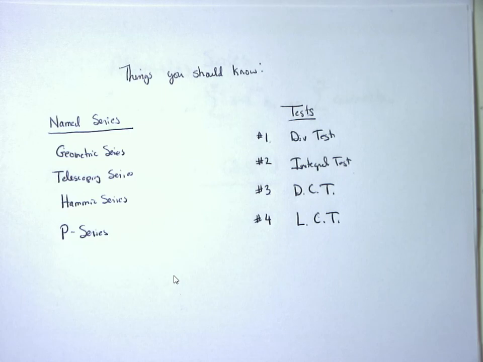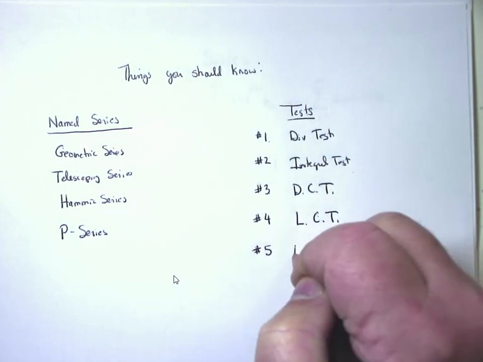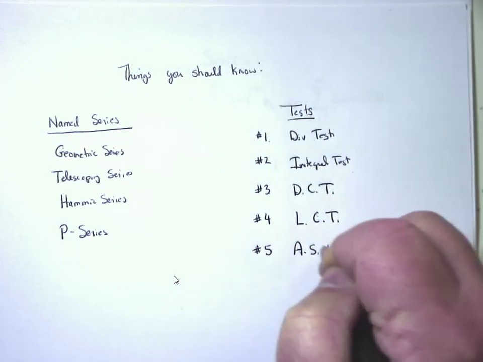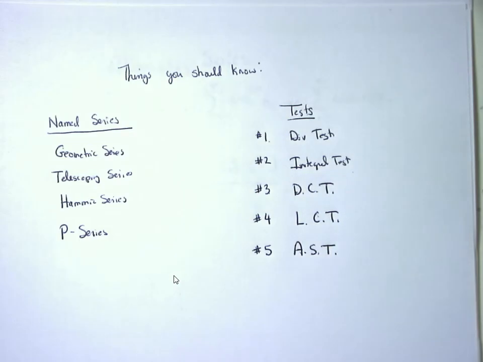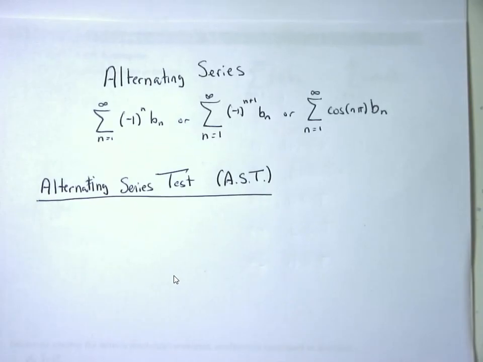And then the last one that we are discussing today, and we just started it last time, is the famous AST, which is the alternating series test. And I'm going to pick it up from there. So, alternating series.